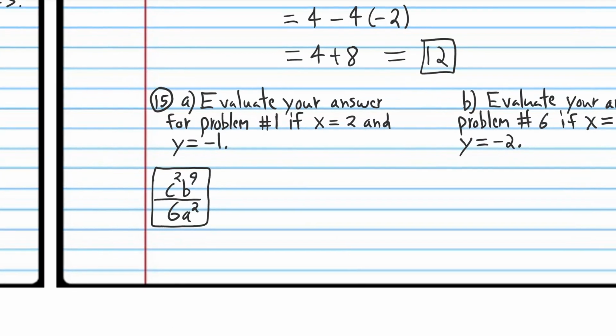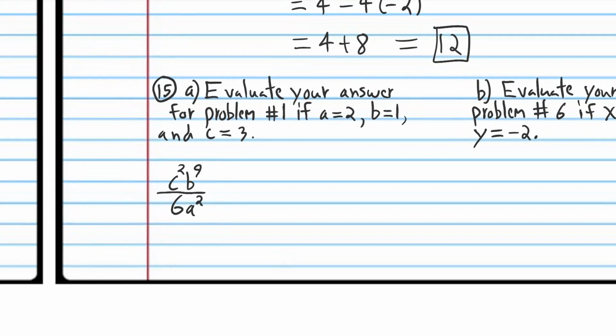But instead of x and y, let me say a is equal to 1. It's got to be 1 because it's b. Actually, let me make a equal to 2. I was thinking of the other letter. A is equal to 2. B is equal to 1. And C is equal to, let's say, 3. So we're going to evaluate this expression here. If A is equal to 2, B is equal to 1, C is equal to 3.